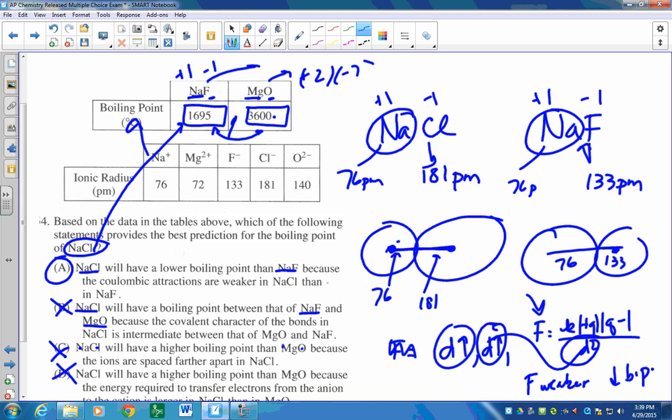that sounds good. NaCl has a lower boiling point than NaF because of the Coulombic attraction. Remember, Coulomb's law is what you need when you have charges. Ionic compounds have charges. Okay, there you go. Coulomb's law keeps coming up over and over and over again.